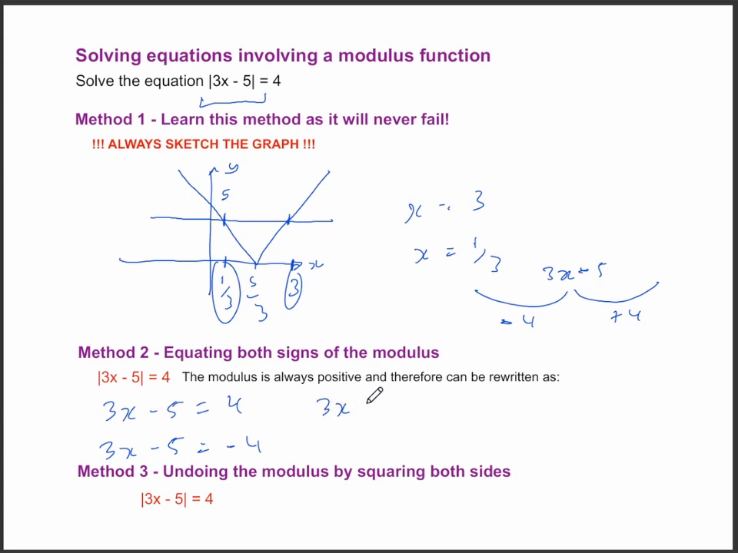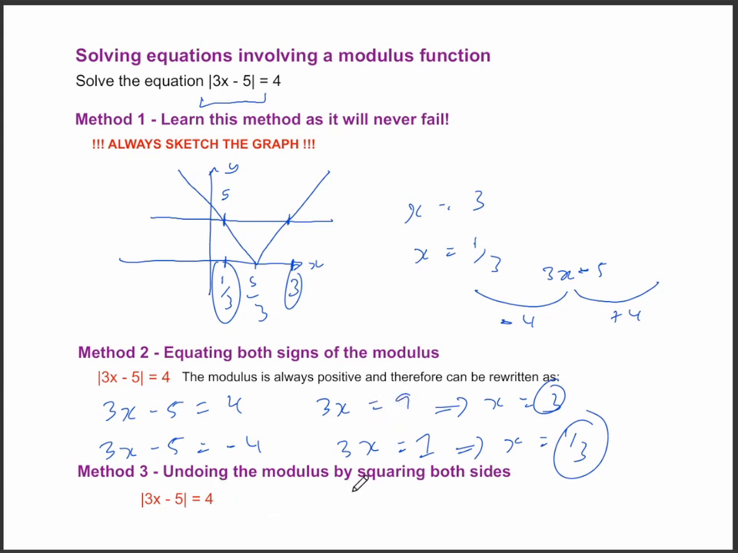We get 3x equals 9, which gives us x equals 3. And we also get 3x minus 5 equals negative 4, so 3x equals 1, which gives us that x is 1 over 3. And so you get both the same answers using the two signs method.